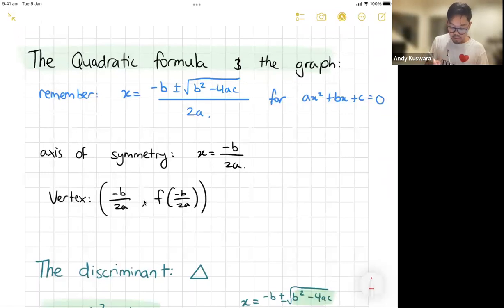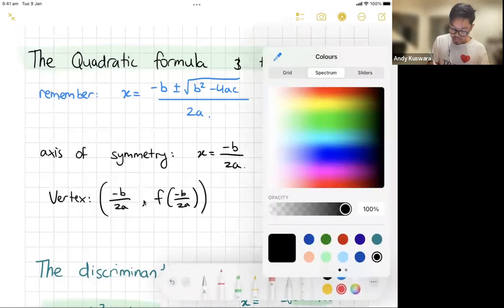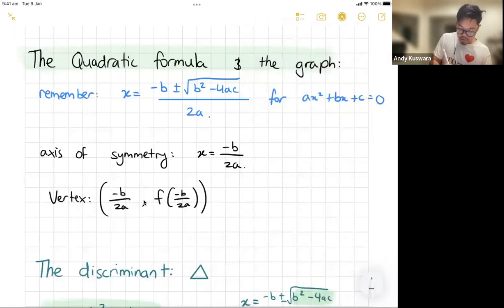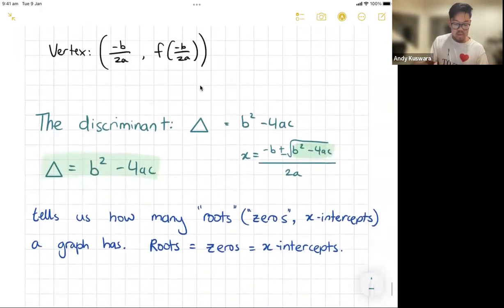Now we're going to take a brief look at this thing called the discriminant. And this discriminant is the thing that is under the square root. So that's going to be b squared minus 4ac. Okay. And you can see that I've written that down again there. And it's just the thing under the square root. What this tells us is how many roots or zeros or x-intercepts a graph has.